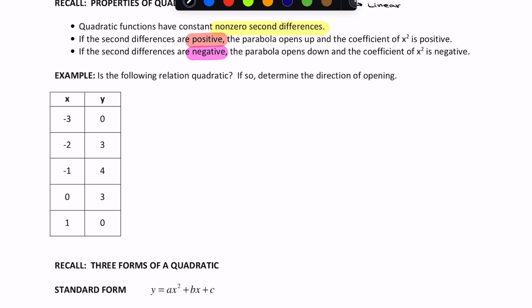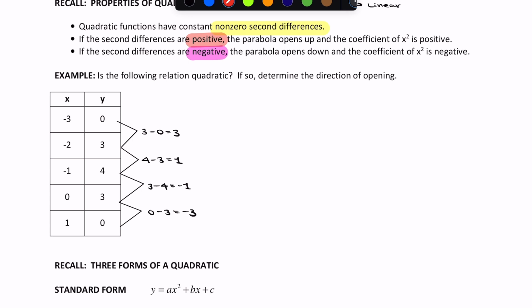And so here, if we take our first differences, our first differences are taking y2 minus y1. So here we have 3 minus 0 is equal to 3. 4 minus 3 is equal to 1. 3 minus 4, which is equal to negative 1. And 0 minus 3, which is equal to negative 3.